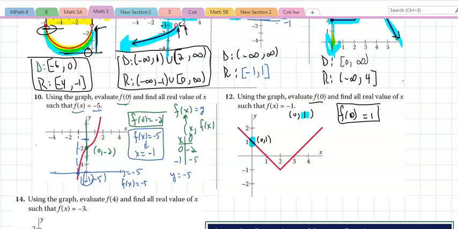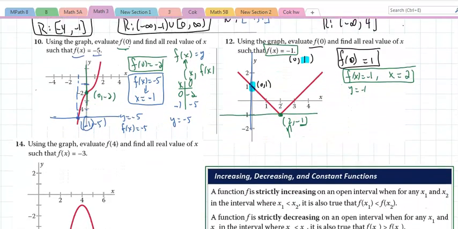And here when it says f of x equals negative 1, they're saying, well, what does x equal? This means when y equals negative 1. If I go to y equals negative 1 and I draw a horizontal line, so x equals 0 is a vertical line, y equals negative 1, what's that point? Isn't that point (2, negative 1)? Since I'm given y, I'm looking for x. X would be 2 in this case.